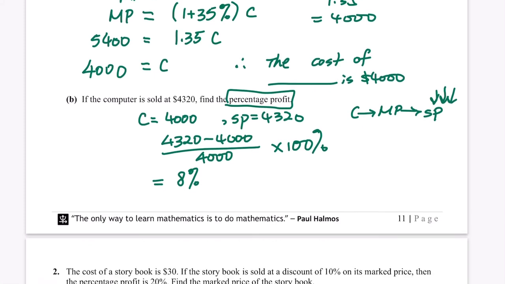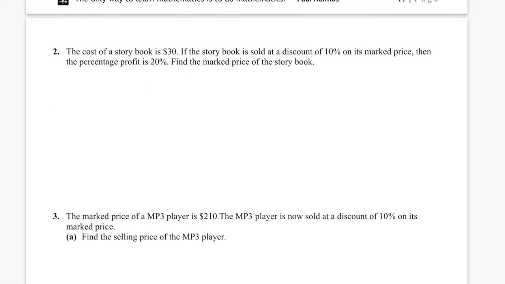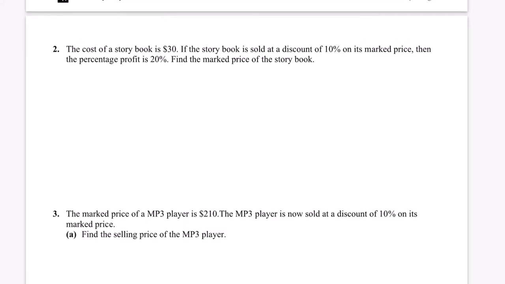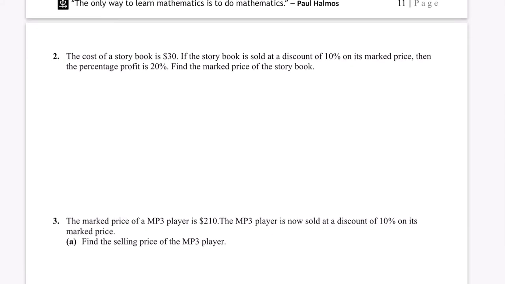So let's continue to the second question. Oh, by the way, this is a good line. See, the only way to learn maths is to do maths, obviously, because you can't recite every single question. That's why you have to continue practicing and practicing so that it gets stuck into your brain. Okay, now let's continue now.